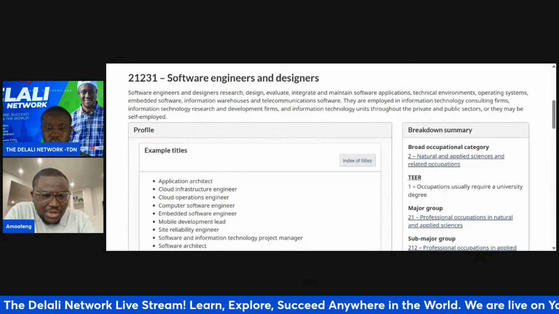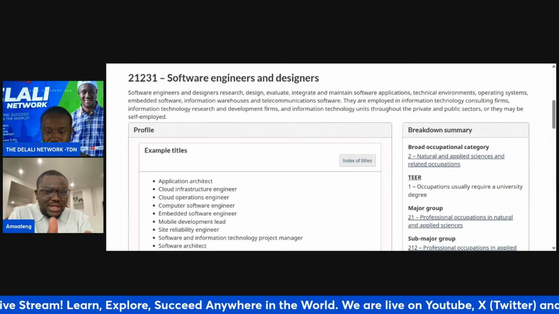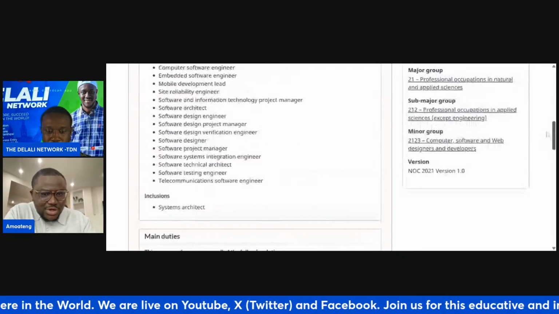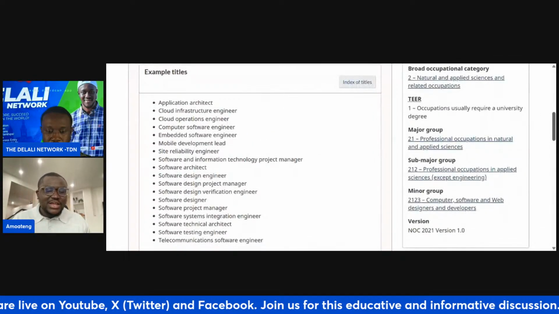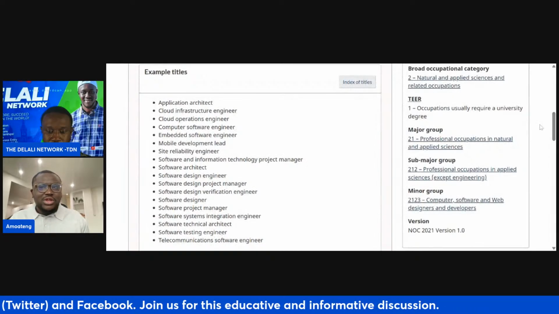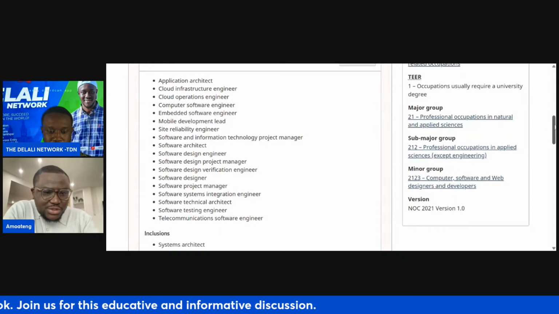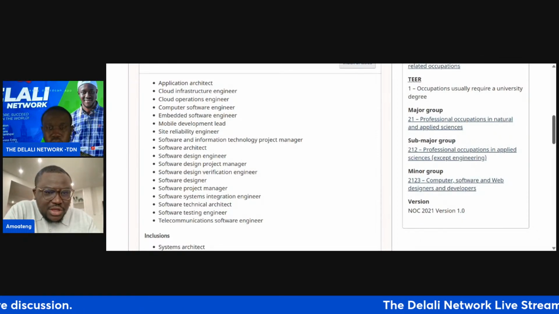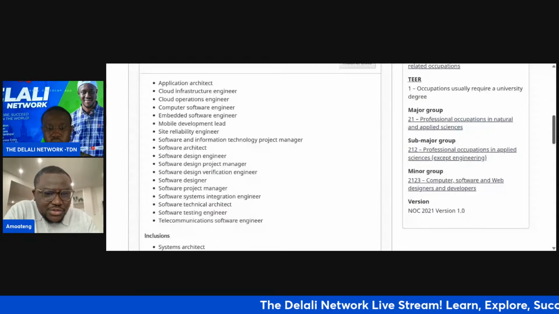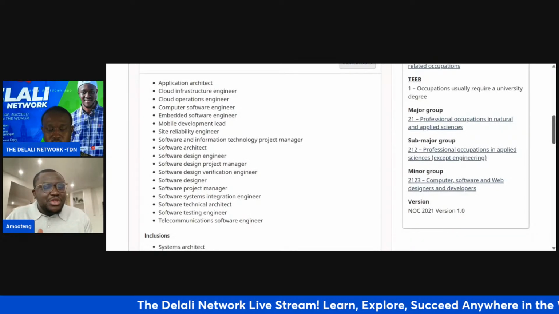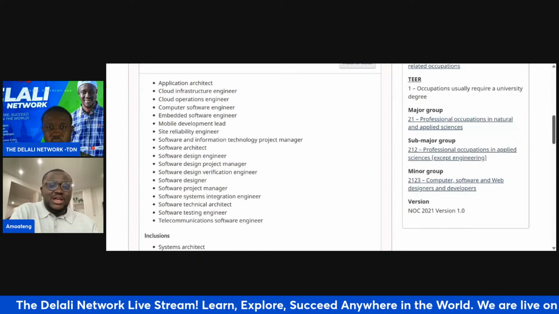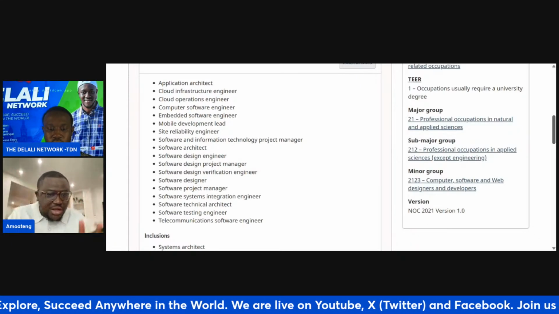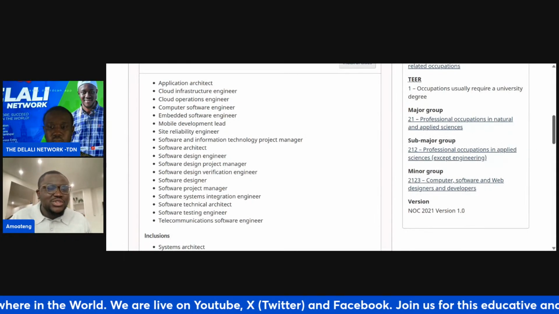So when you come down a bit, you see that this is what IRCC has written, software engineers and designers, but they have given example titles, right? So let's look at the example titles. That's what I was saying, that they don't necessarily focus so much on the title. So in some places a software engineer may be referred to as an application architect or a cloud infrastructure engineer. They may not be doing the same role, but they may be similar, because a cloud infrastructure engineer may be doing something different from a typical software engineer, but there are certain things which are similar, right?